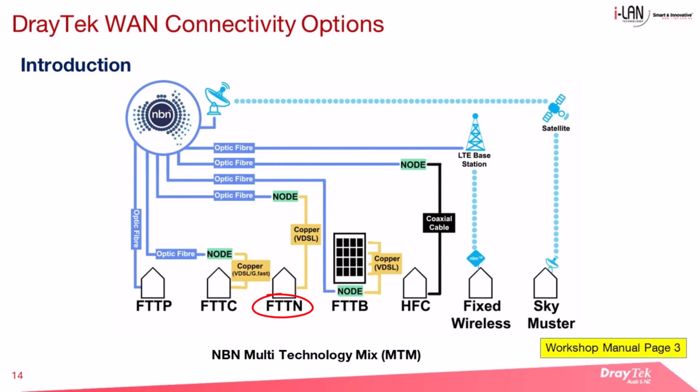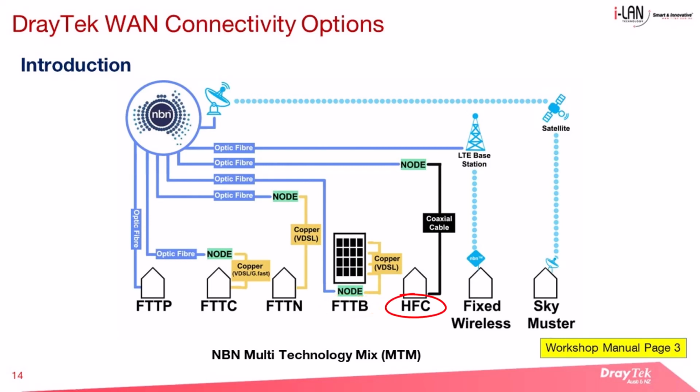Fibre to the node, we have optic fibre going up to a node within a kilometre or so of the premises, and the rest of the way it's copper using VDSL technology. Routers here will need a VDSL2 WAN port. Same with fibre to the basement, which has fibre going right up to the building of multi-dwelling units, high-rise and so on. The node will be in the basement somewhere, and then we'll have copper going up to the apartments from there using VDSL. But they are rolling out G.fast as well here, and our routers should be compatible with this.